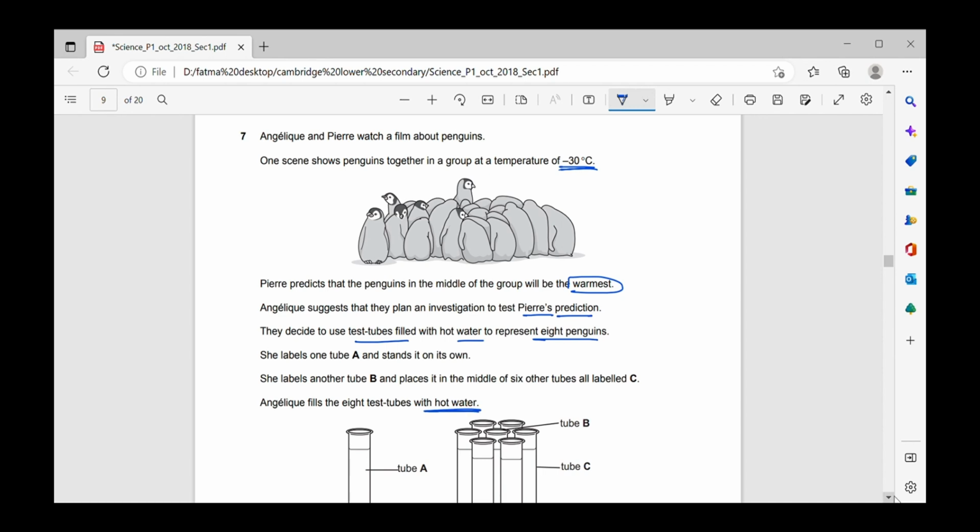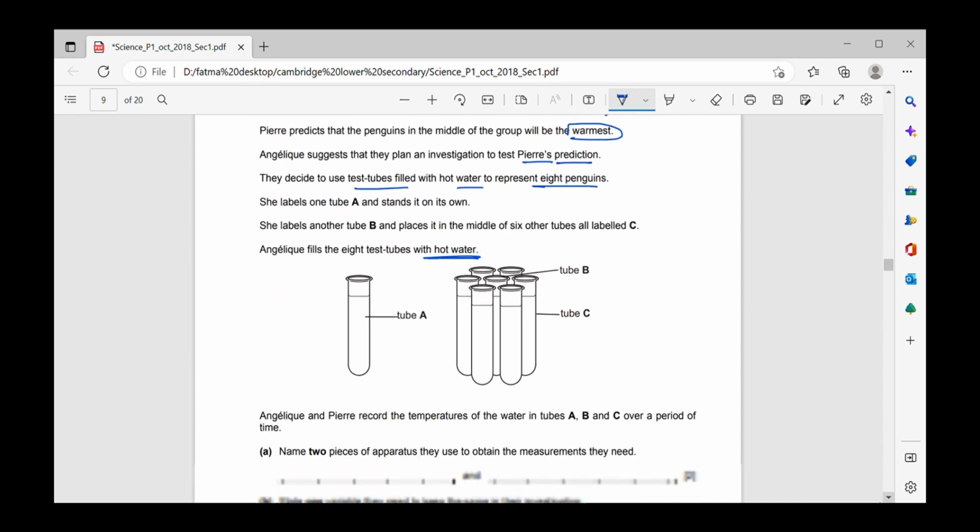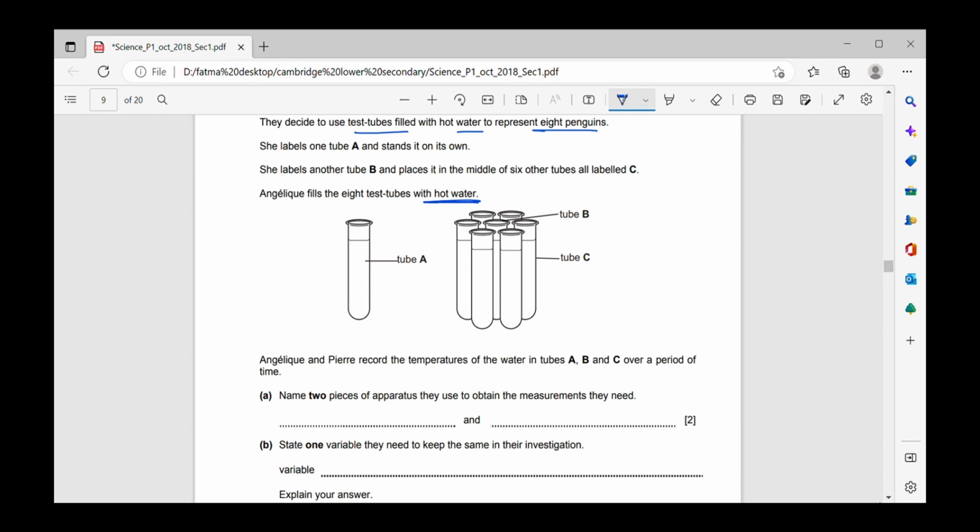So here, as if these test tubes are the penguins, to investigate if Pierre's prediction is correct or not, regarding that the penguin in the middle should be the warmest. Okay. Angelique and Pierre record the temperatures of the water in tubes A, B, and C over a period of time. Name 2 pieces of apparatus they use to obtain the measurements they need. What measurements do they need? They are measuring what? They are measuring the temperature. So what apparatus do they need to measure the temperature?